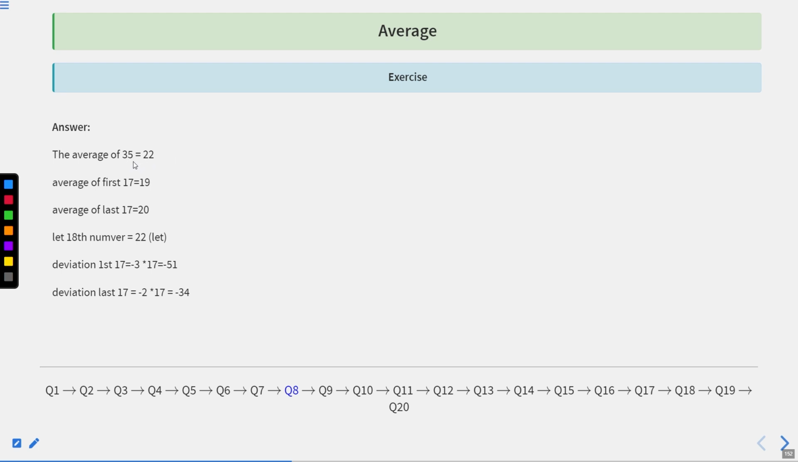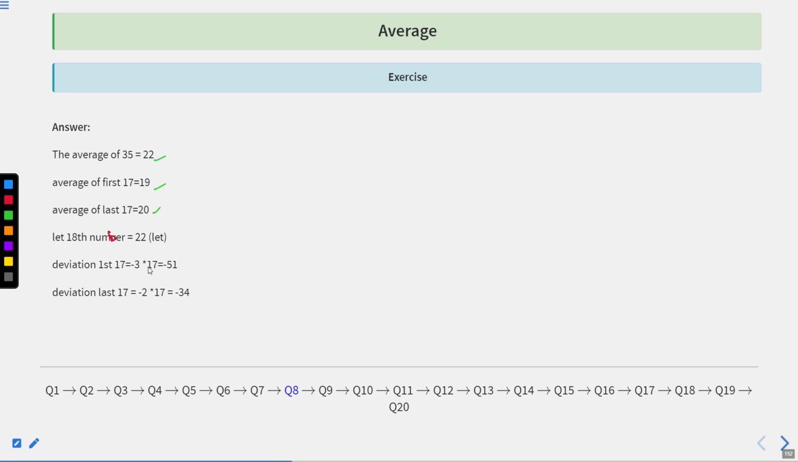The average of 35 is 22, the average of the first 17 is 19, and the average of the last 17 is 20. That is given to us. So we assume the 18th number to be 22.